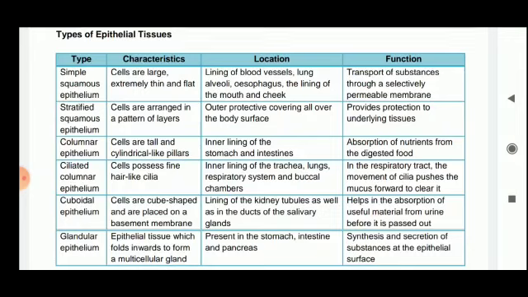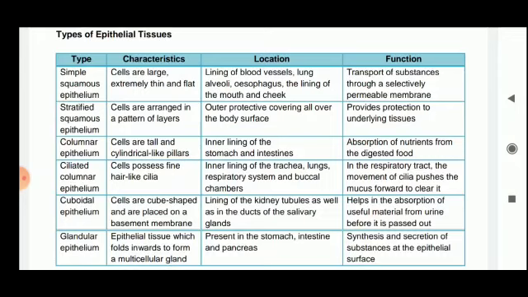Now come to the fourth type, ciliated columnar epithelium. Main characteristic: the cells possess fine hair-like cilia. That is why the term ciliated is given, because they bear cilia, and they are located in the inner lining of the trachea, lungs, respiratory system and buccal chambers. And the main function is what? In the respiratory tract, the movement of cilia pushes the mucus forward.